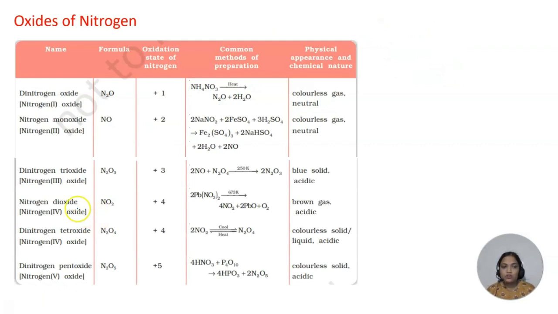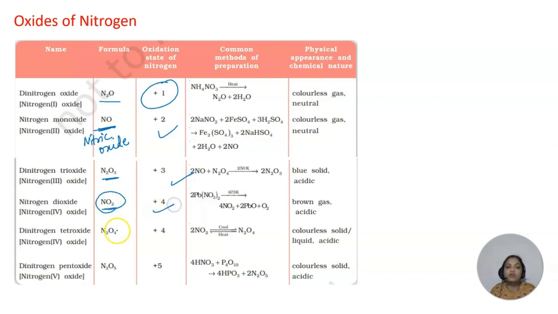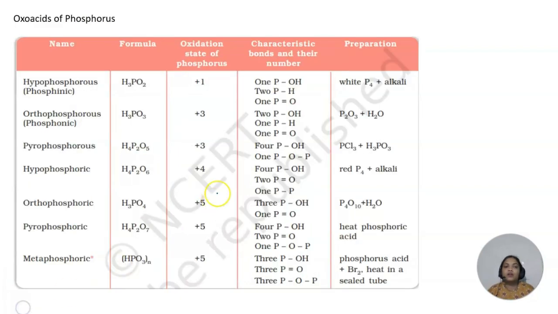You should know about the oxides of nitrogen. N2O is dinitrogen oxide, where the oxidation state of nitrogen is +1. So you should know the oxidation states. In nitric oxide, NO, the oxidation state is +2. N2O3 is +3. NO2, nitrogen dioxide, is +4. Dinitrogen tetroxide is again +4. Dinitrogen pentoxide is +5. And you should know their resonance structures as well.